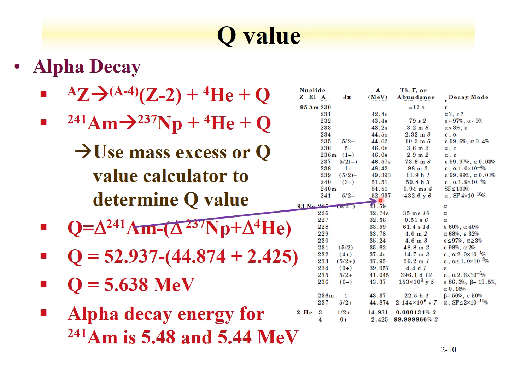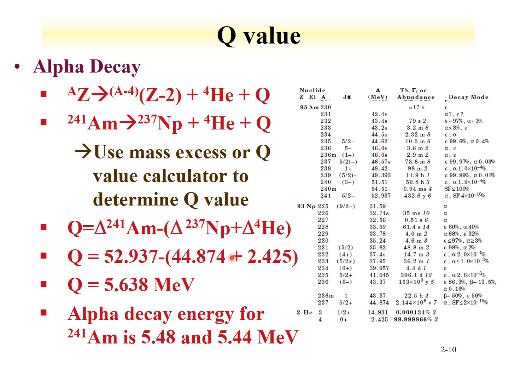241, the mass excess is listed here. The mass excess of neptunium-237 is listed here. And the mass excess for the helium nucleus is listed here. And I pulled this out of a compendium of information and data that's in the back of the textbook, Nuclear and Radiochemistry.